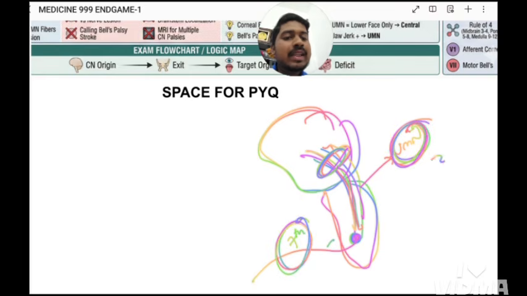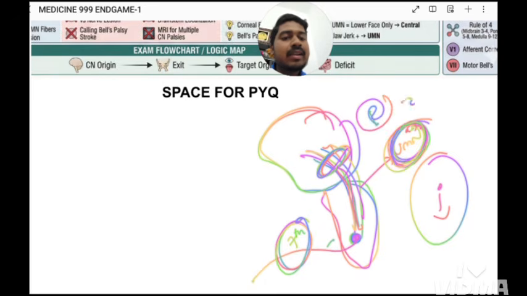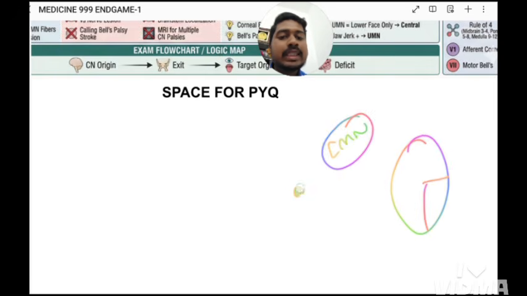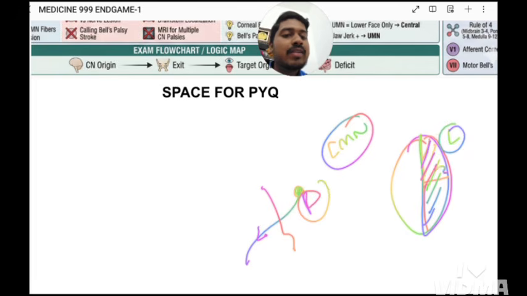Whenever there is a UMN lesion affecting the 7th cranial nerve, only the opposite side of the face is affected. Let's say this is the right side. Here on the left side only the lower half is affected, the upper half is spared, in case of UMN. And in case of LMN facial palsy, that is after the origination of the cranial nerve nuclei, if the 7th nerve is involved, this is called Bell's palsy. Here the whole half of the face is involved. If this is the right side, then on the left side the whole half of the face is involved.